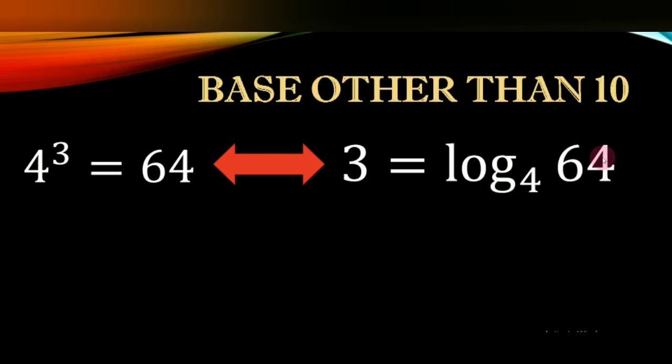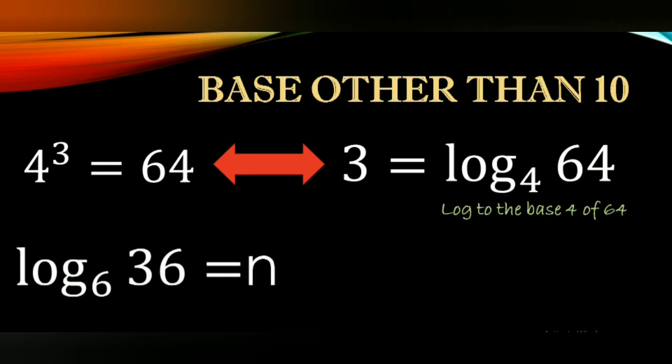I want you to remember the position. If you want to read it, 3 is log to the base 4 of 64. Keep in mind that the 4, the base, comes from here to here, and the exponent will be the logarithm itself, and 64 as the answer will be the argument. I will explain the terminology later.